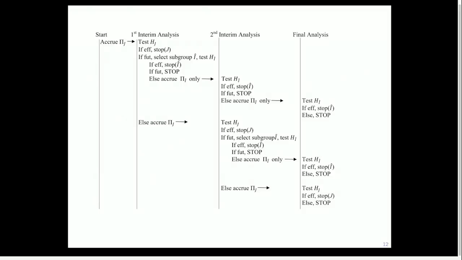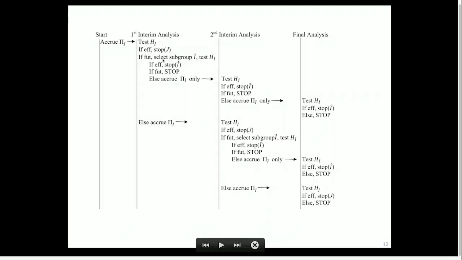And I'm going to take a little bit of time to actually go over this. So what we do is first I start accruing patients in the largest subgroup, so capital J. So I'm going to accrue patients in all 6 subgroups. At the first interim analysis, I'm going to test H6, which is the effect in the largest group. Now, if I have efficacy, I stop. I've got the largest group I want.